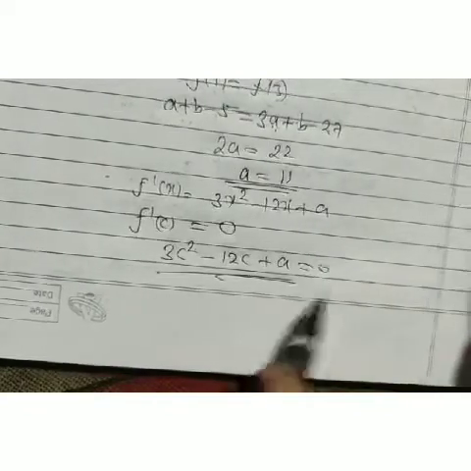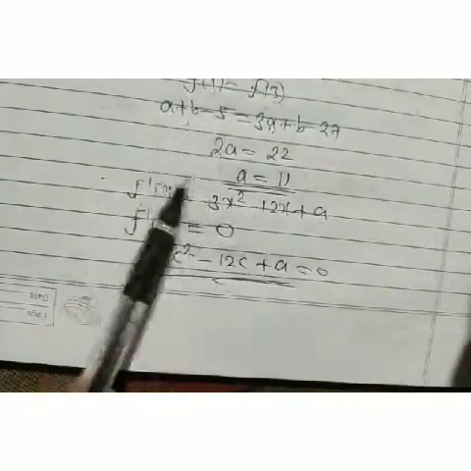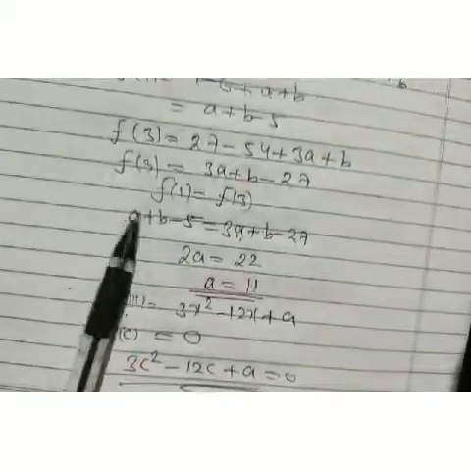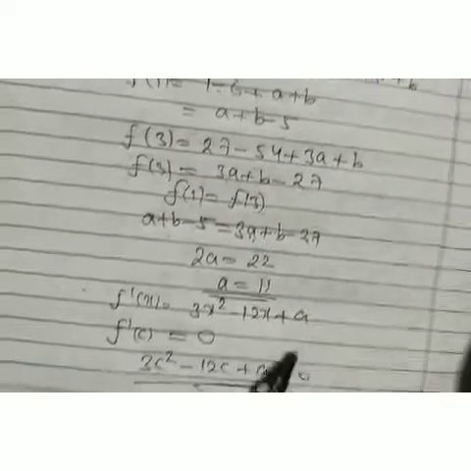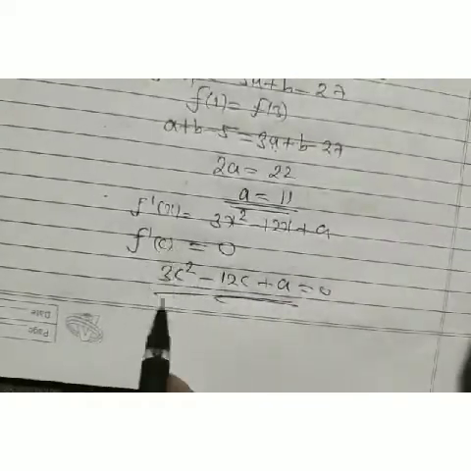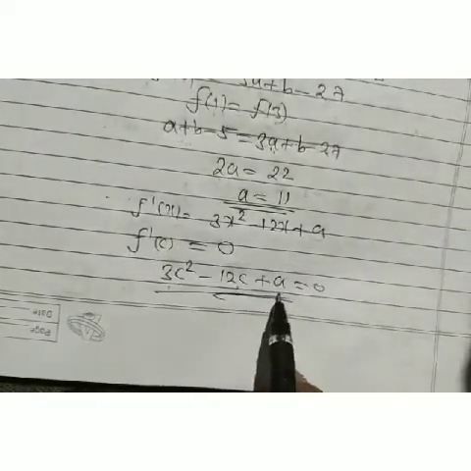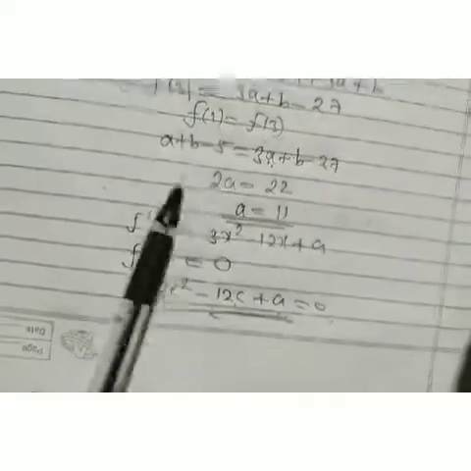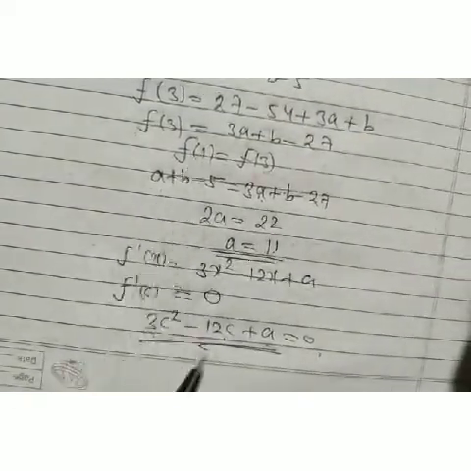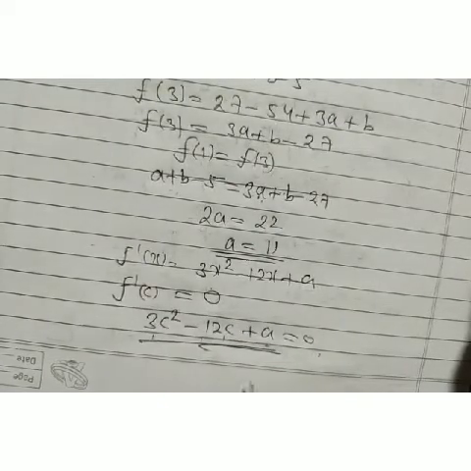Now look, it holds for Rolle's theorem, and we have f of a equal to f of b, f of 1 equal to f of 3. Then we get the value of a is equal to 11 there. And to get our f dash c, we have 3c square minus 12c plus a equal to 0. Look, we have two equations there, but both are independent of b there.